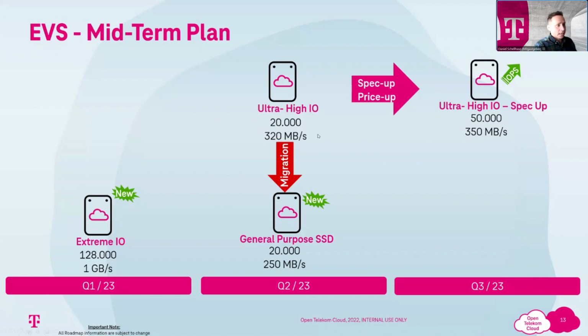And the ultra high IO currently has 20,000 IOPS and 320 megabyte per second. And we will go with a spec up and a price up for the ultra high IO. So you will see that we will, of course, keep the ultra IO, and you need to consider a migration if you would like to keep nearly the same specification with the general purpose SSD. But the ultra IO will go up with spec and price, we expect right now in Q3, but we will, of course, review the situation on the customer side and on your side.